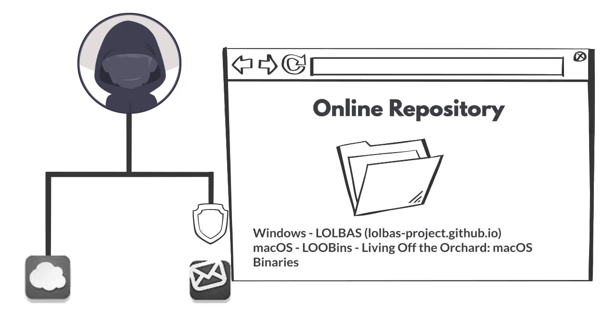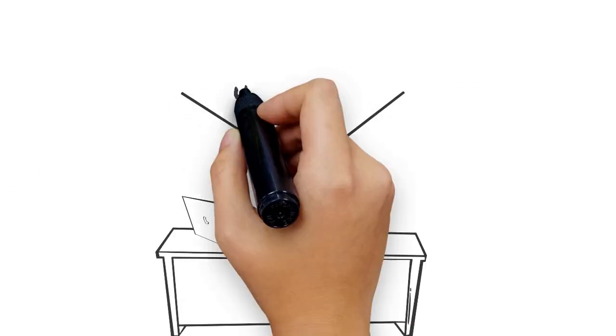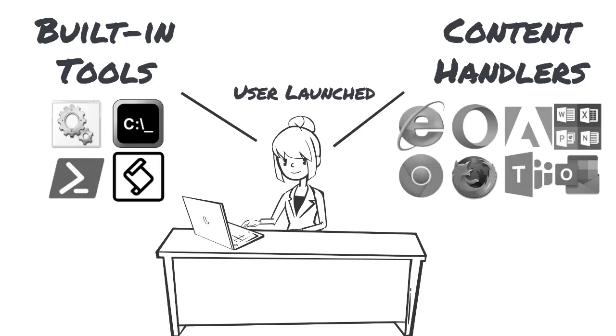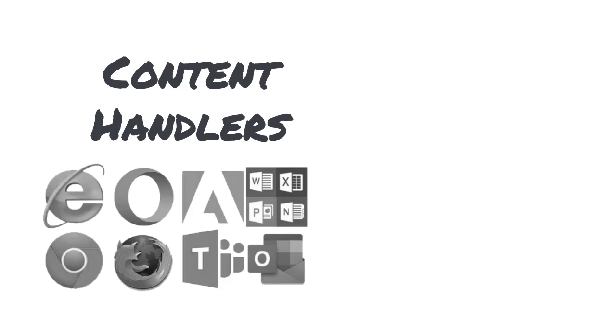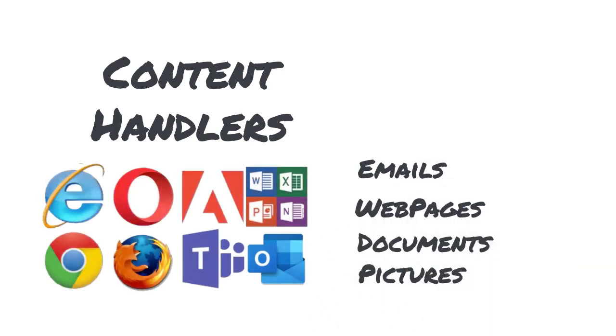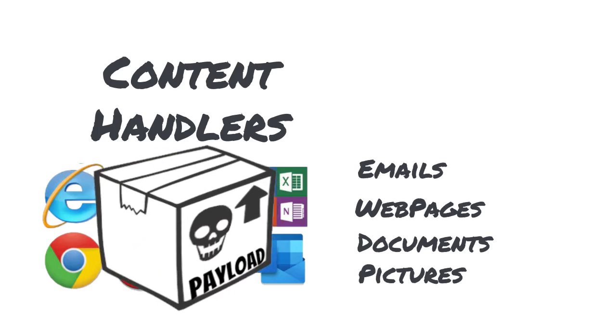Some applications are more susceptible to this approach than others, and there are excellent online repositories maintained by the community that can be referenced when building policies. As an example, let's look at applications that fall under the category of content handlers. So, what do we mean by content handlers? Simply put, these are applications that work with various types of content, such as emails, web pages, documents, and pictures that can contain malicious payloads that exploit powerful built-in tools and script interpreters.